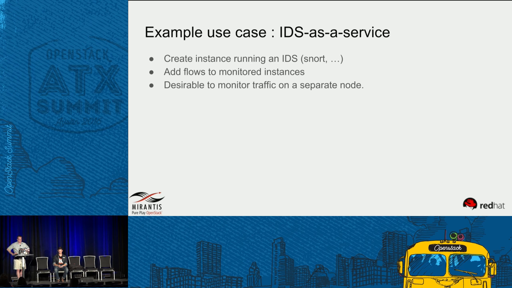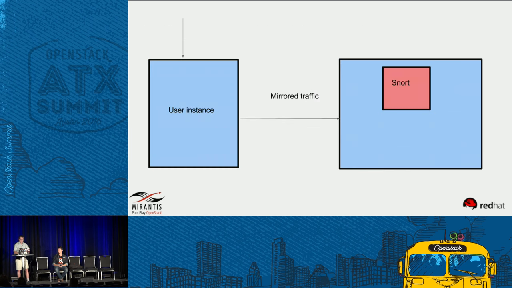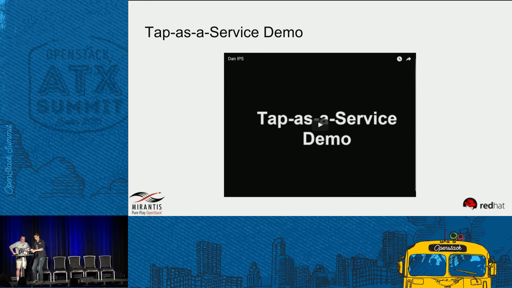Now to the two use cases and a demo. I'm going to create some flows and add them to a service, and I'll show you traffic gets redirected or mirrored to the destination. Really kind of cool. It's basically something like this, where you have the two blue boxes representing instances, and mirrored traffic, which can be captured by Snort, and in turn execute a script to, say, set up a firewall or some such. All right, let's get to this video.